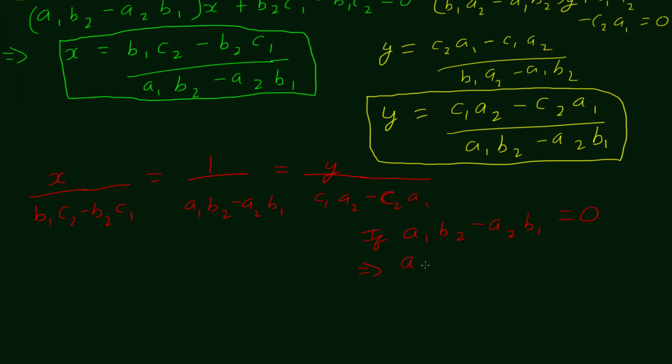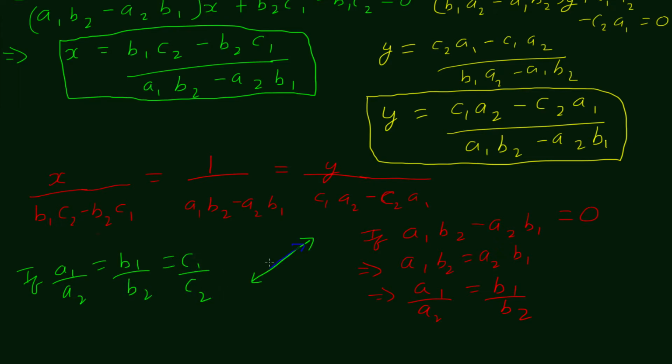So what do we have here? This implies a1 b2 is equal to a2 b1, or a1 by a2 is equal to b1 by b2. Now we had seen in our earlier lecture that if a1 by a2 is equal to b1 by b2 is equal to c1 by c2, then we'll have coincident lines and infinitely many solutions.